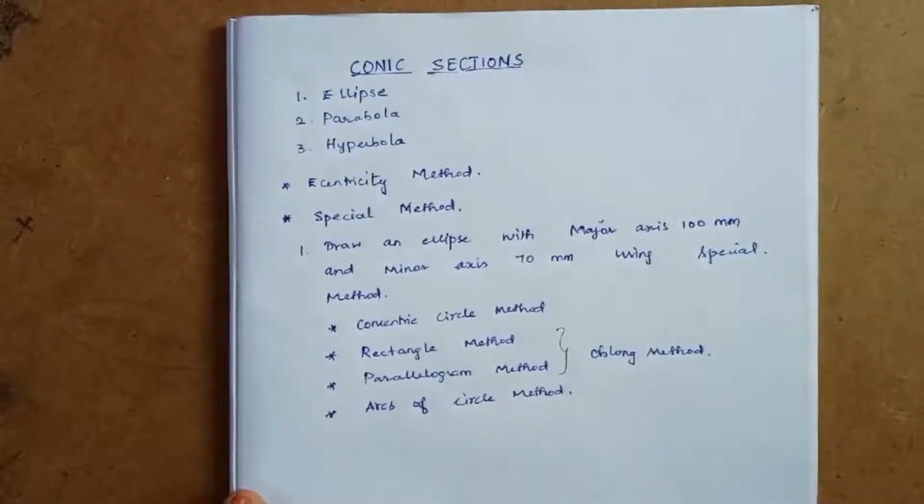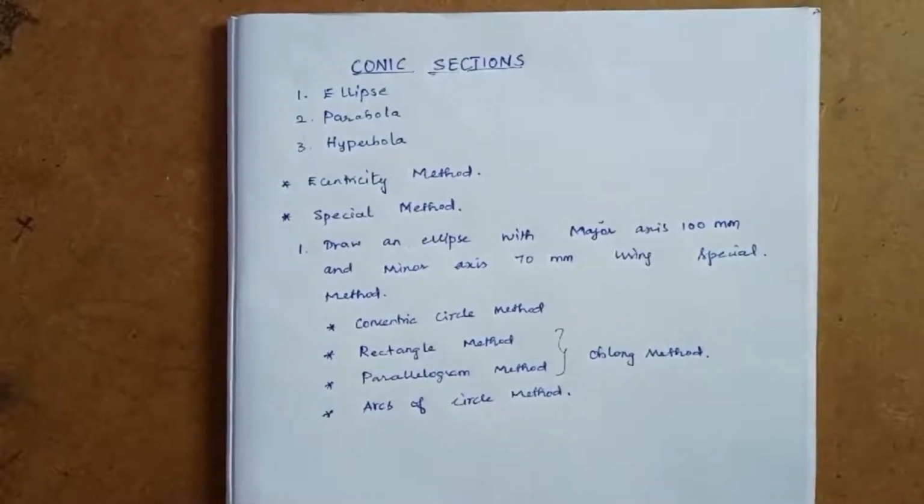So today we are going to see the conic sections. Under conic sections we will be drawing ellipse, parabola, hyperbola and even rectangular hyperbola also. To draw these, there are two methods. The first method is the eccentricity method and the next one is special methods.